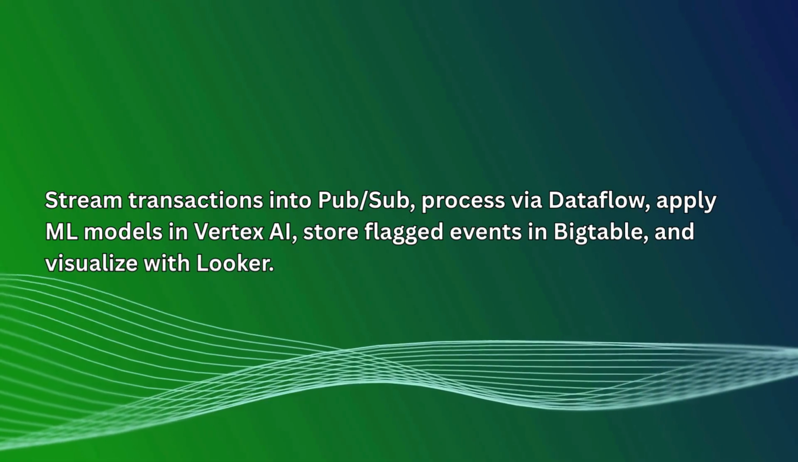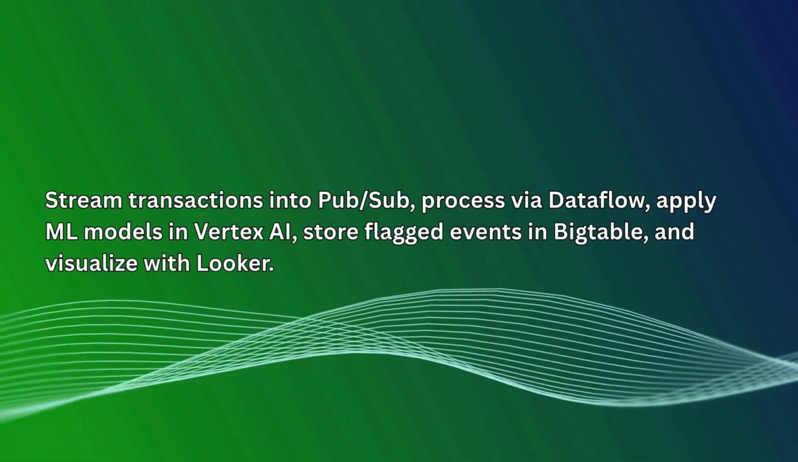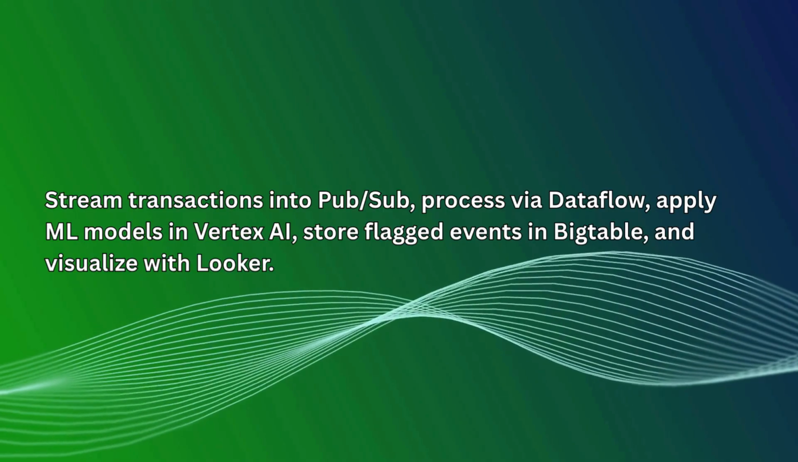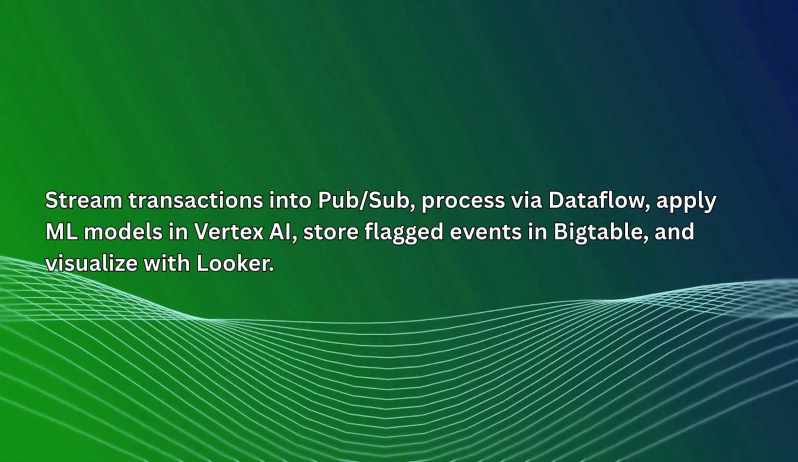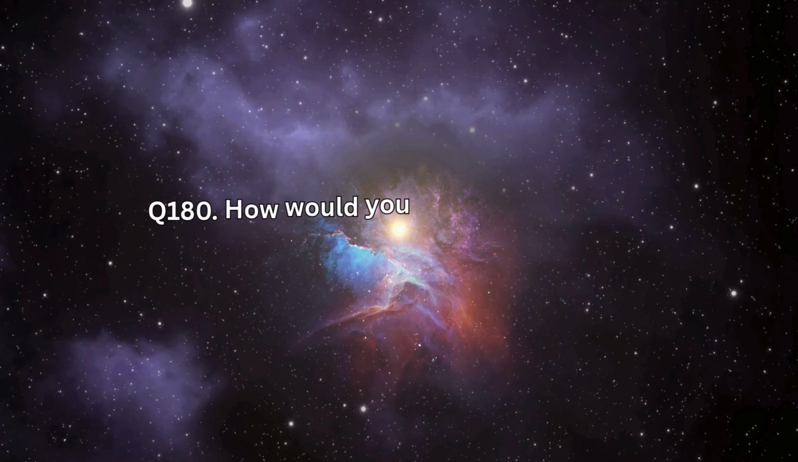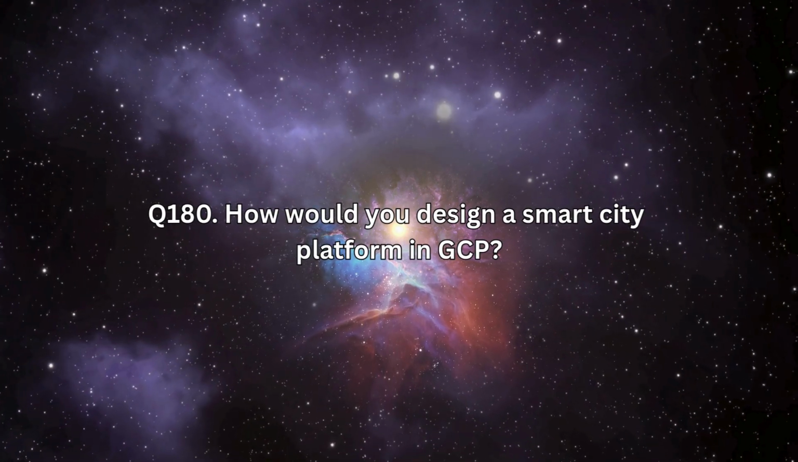How would you build a fraud detection system in GCP? Stream transactions into Pub/Sub, process via Dataflow, apply ML models in Vertex AI, store flagged events in Bigtable, and visualize with Looker.